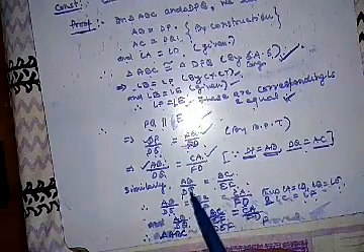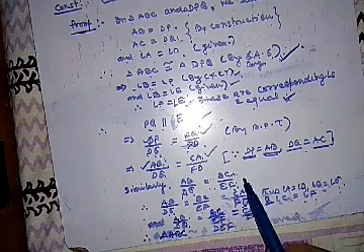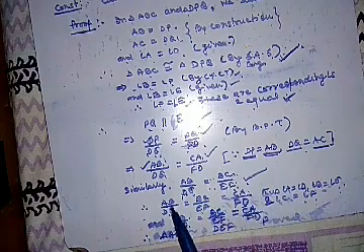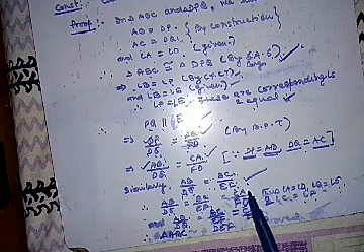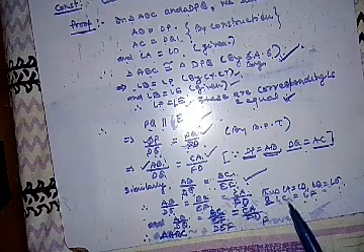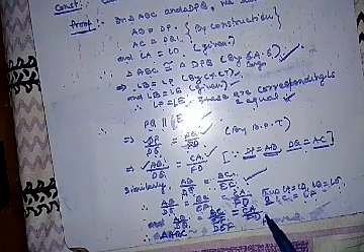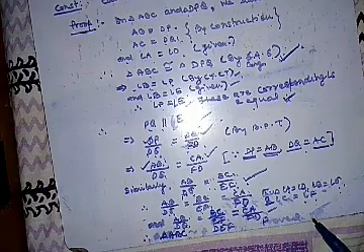Similarly, we can prove that AB upon DE is equal to BC upon EF. Therefore, AB upon DE is equal to BC upon EF is equal to CA upon FD. Thus, angle A is equal to D and angle B is equal to angle E and angle C is equal to F, and AB upon DE is equal to BC upon EF is equal to CA upon FD. Therefore, triangle ABC is similar to triangle DEF. Proved.